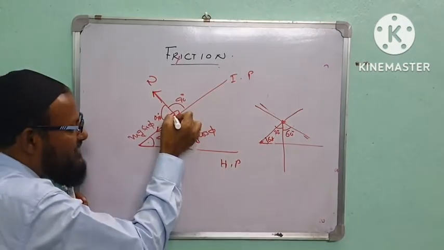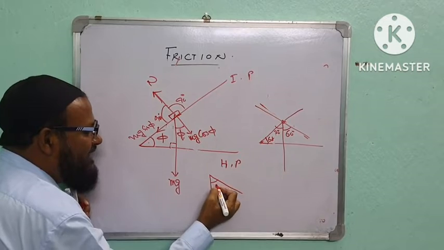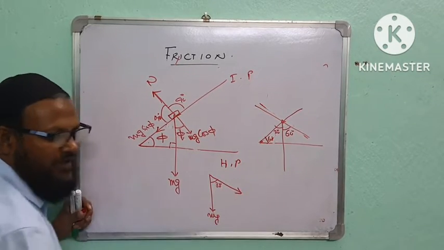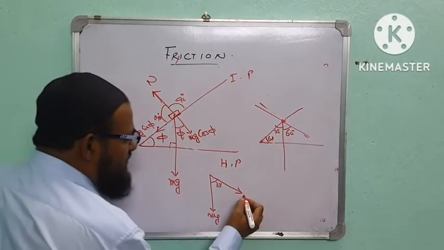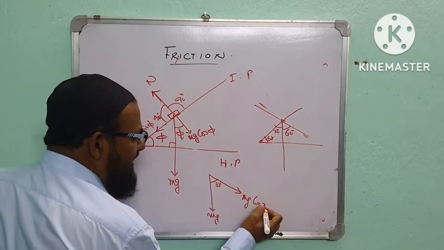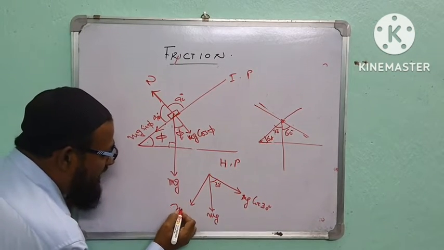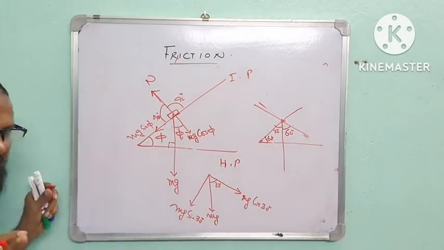What did I say? This is mg, and suppose this angle is 30 degree. It is mg. So what is this component? What is the component? mg cos 30. Very good. And what will be its perpendicular? mg sin 30 degree. Is it clear?